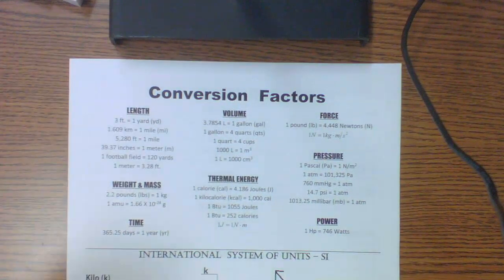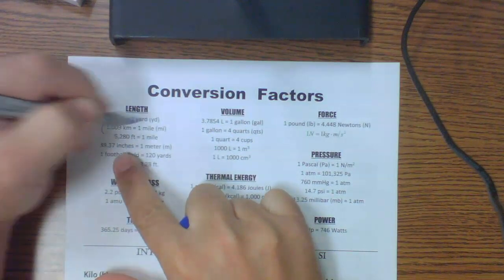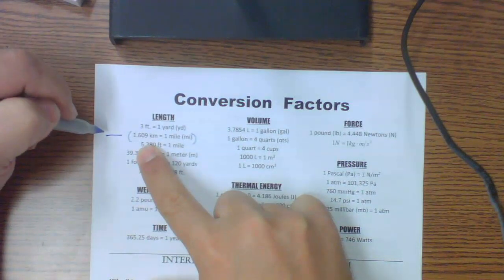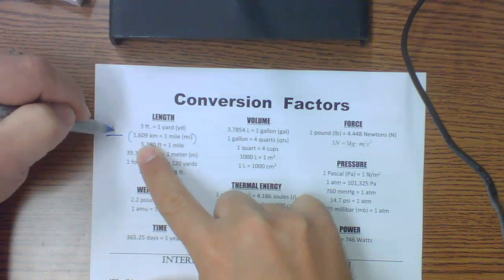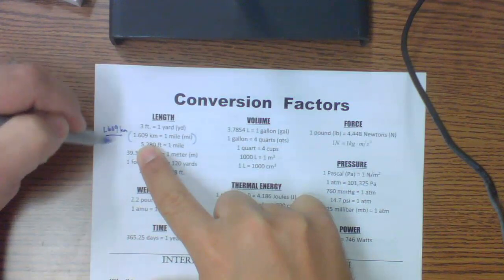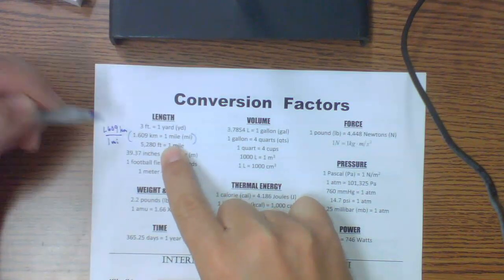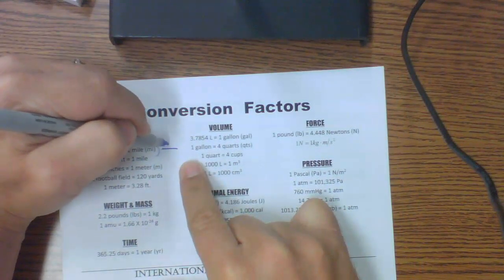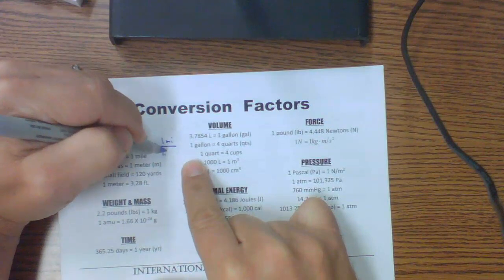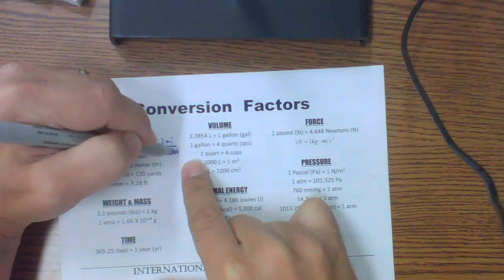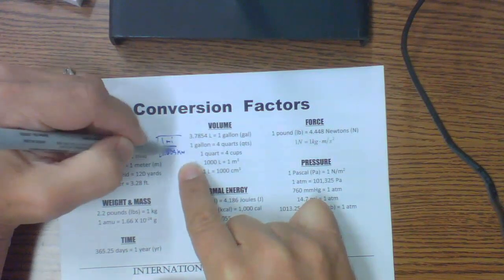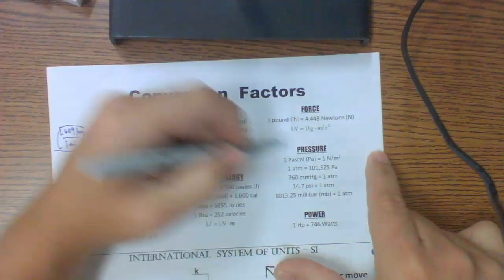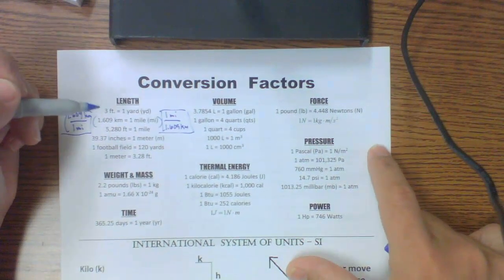And here's the one that we've been playing with, feet to miles. So in other words, this is a domino that can be played 1.609 kilometers over 1 mile. But remember, that domino can always be played the other way too. So it's 1 mile over 1.609 kilometers. So those are the 2 dominoes that I had. So conversion factors come from this sheet. Any of these can be turned into a conversion factor.